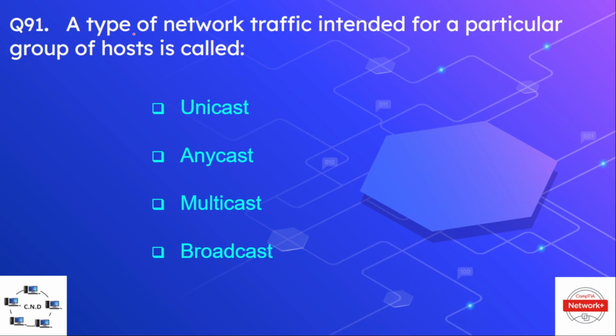Question number 91 is that a type of network traffic intended for a particular group of hosts is called, and the options are unicast, anycast, multicast, and broadcast. And the correct option is multicast. So when the traffic is intended for a group of hosts, it is known as multicast. The broadcast traffic is for all the hosts available. It is for every host. It is broadcasted. Unicast is between one to one, from one host to another host.